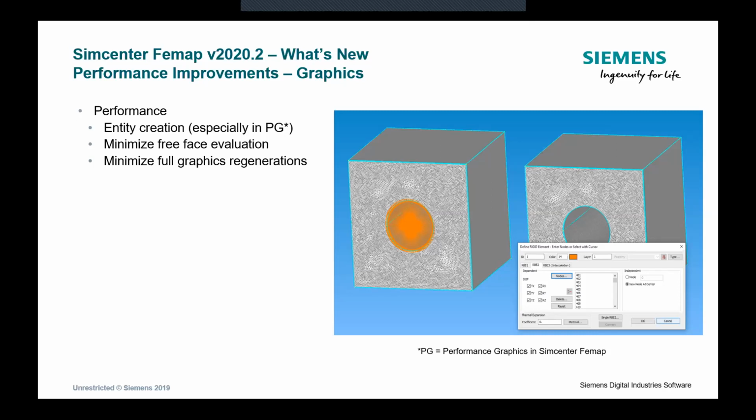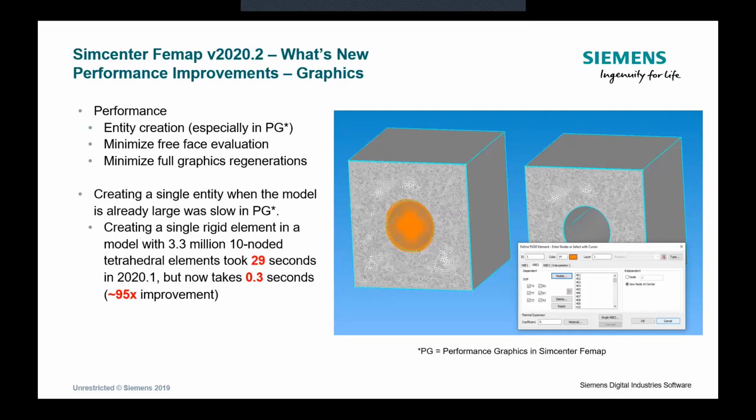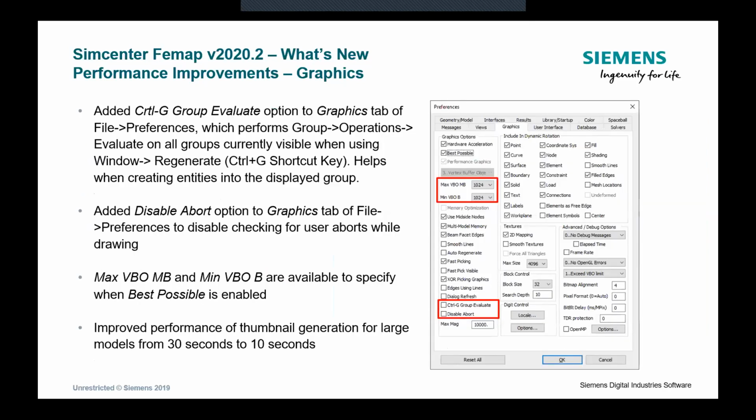So how big of a difference does it make? When you were creating a single entity, in this case a rigid element in this model, which is 3.3 million 10 noded TETs, it took 29 seconds in 2020.1, but now it takes 0.3 seconds. So almost a 95 times performance improvement. You should notice this right away, especially if using large models when you're using performance graphics, which I hope everybody is using at this point. Okay, I'll just move on from that.